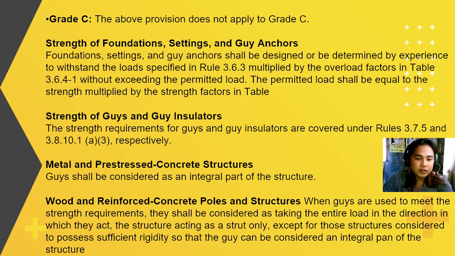subdivision respectively. So for metal and prestressed concrete structures, guys shall be considered as an integral part of the structure. And for wood and reinforced concrete posts and structures, when guys are used to meet the strength requirements, they shall be considered as taking the entire load in the direction in which they act, the structure acting as a structure only, except for those structures considered to possess sufficient rigidity so that the guy can be considered an integral part of the structure.